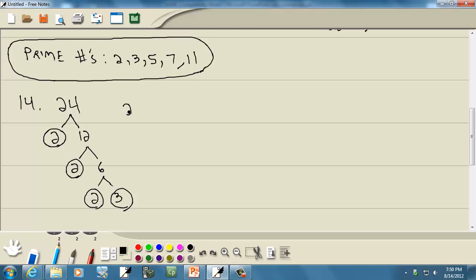So for this particular problem, our prime factorization would be 2 times 2 times 2 times 3. 2, 4, 8 times 3 is 24. All of these are prime. So that's the prime factorization of that problem.